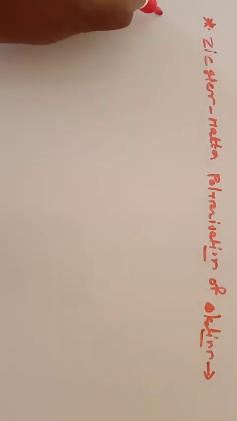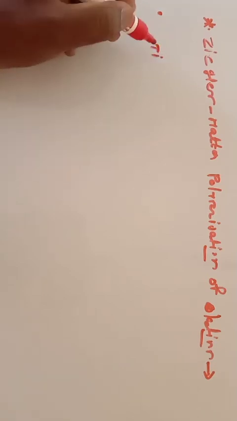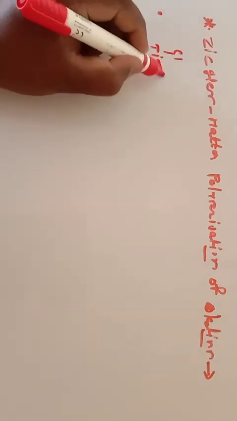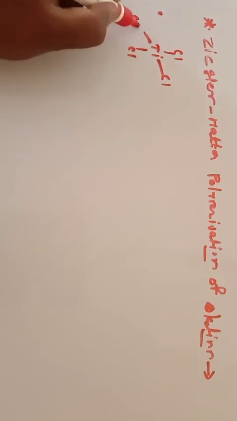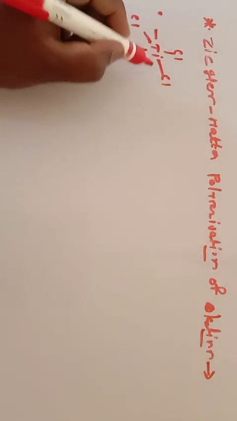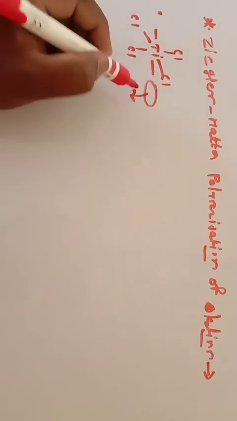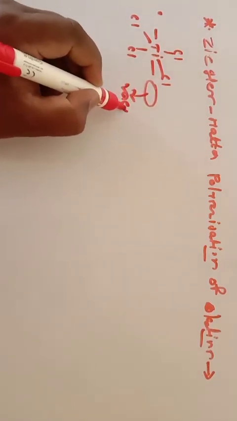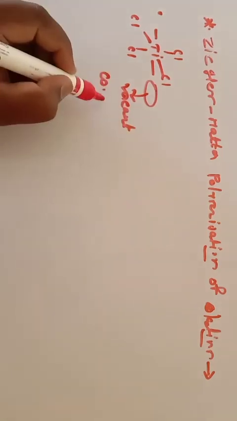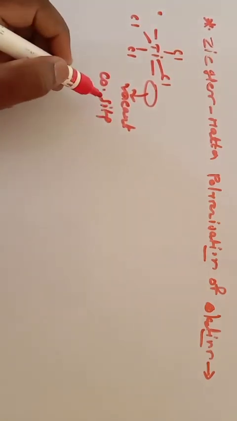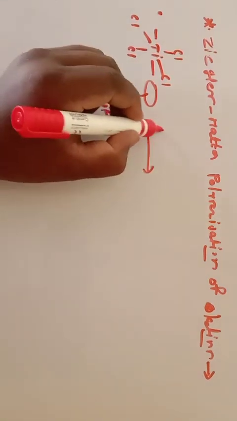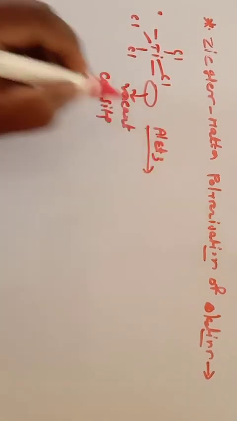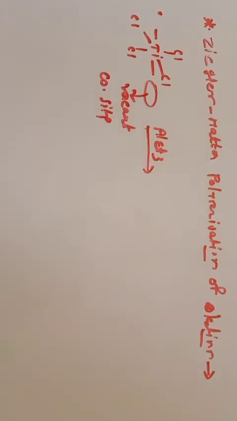So first, consider TiCl4. This is your Cl, and this titanium has a vacant coordination site. When triethyl aluminum, that is AlEt3, reacts with this TiCl4, then what you get is that one of the chlorine atoms is replaced by the ethyl group from triethyl aluminum.